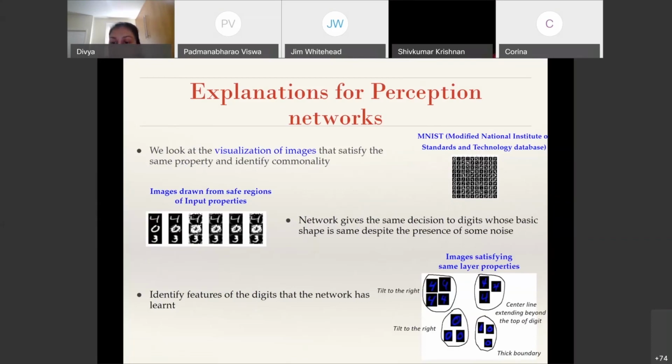So by visually looking at these images, we were able to infer that these are probably features that the network has learned. And the benefit of this is that it could help us assess the generalizability of the model to new inputs, which may not have been part of the train set. Also, this could help in debugging. For instance, if these were groups of images that were misclassified by the model, then identification of such a common semantic feature could point to the reason why these images were misclassified.